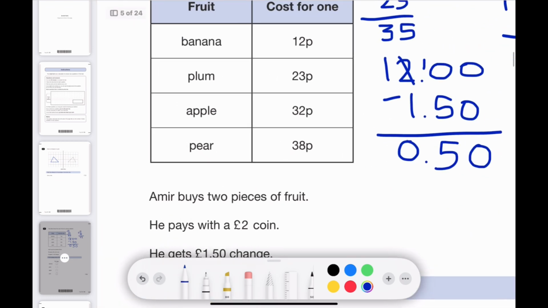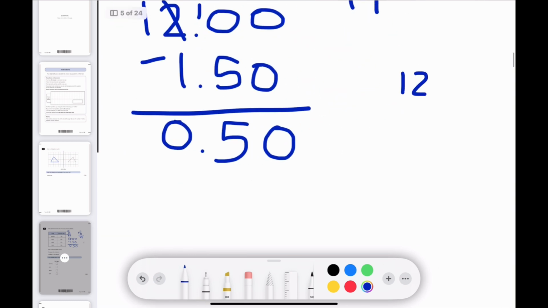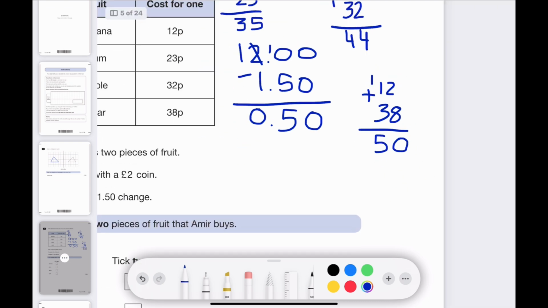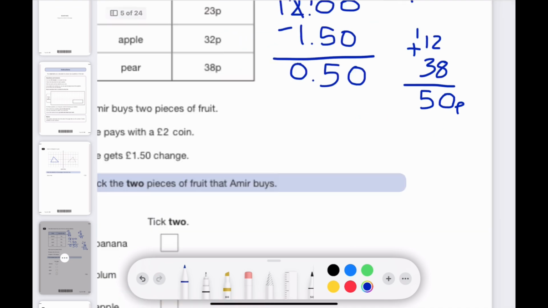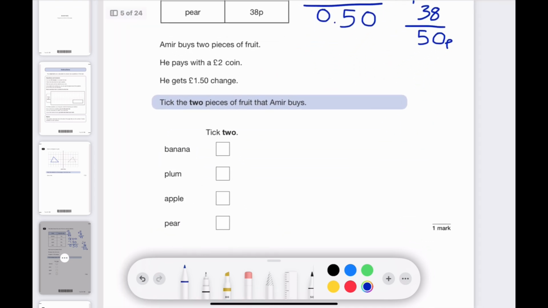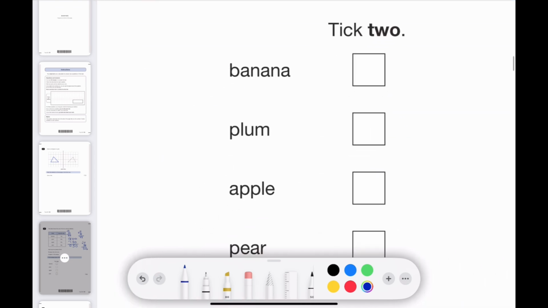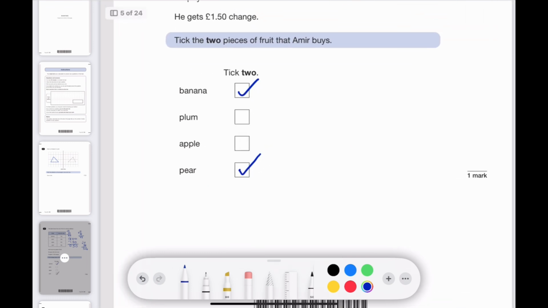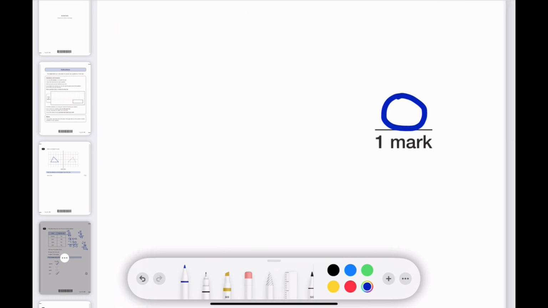Let's try the banana and pear. So we do 12 add 38. 2 add 8 is 10. Carry the 1. 1 add 3 is 4. Add the 1 equals 5. This equals 50p. So our answer is the banana and the pear. Remember to tick both of those, otherwise you will not get the mark.